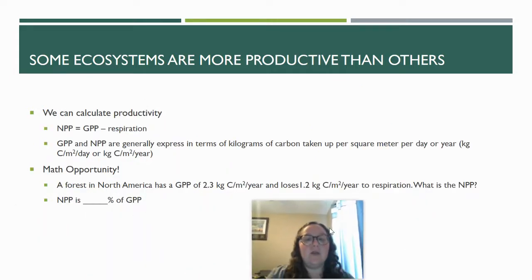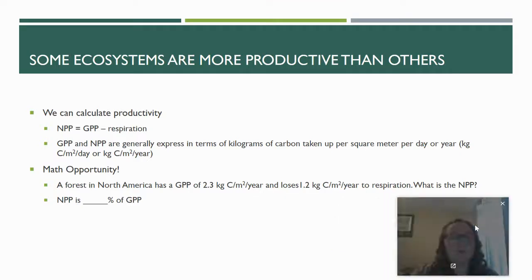So, how do we calculate productivity? The NPP, or net primary productivity, is simply GPP minus respiration. We will generally express GPP and NPP in terms of kilograms of carbon taken up per square meter per day or year. In symbols, kilograms of carbon per meter squared per day, or you can do it per year. So this leaves us to a lovely little math opportunity.